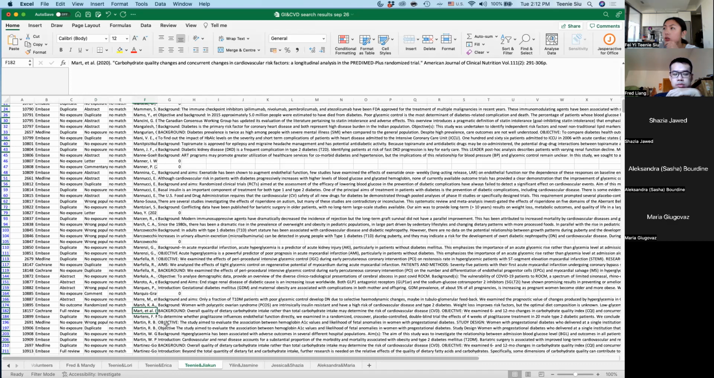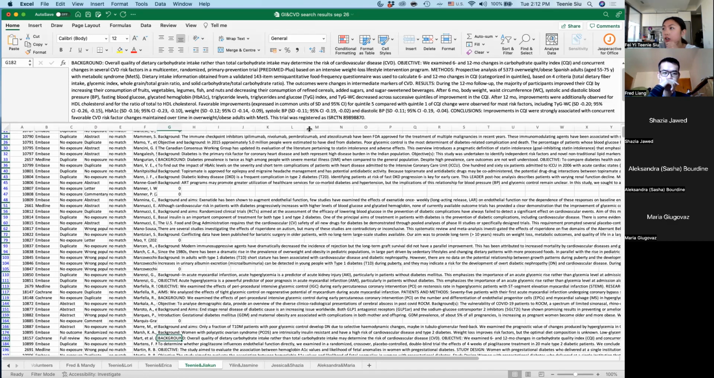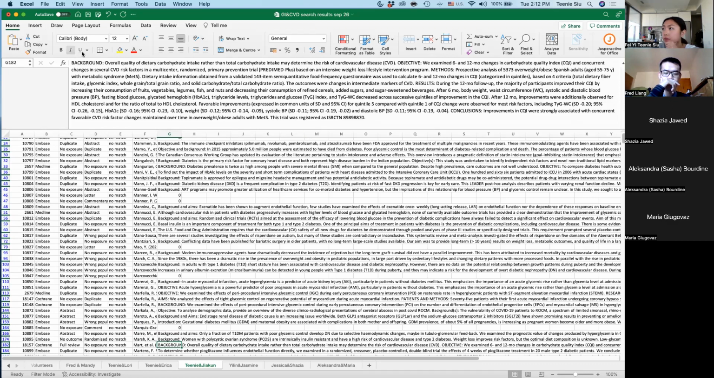So it already says randomized trial, so I'm already thinking this might not be it, this is a randomized controlled trial. Carbohydrate quality changes, that may be an exposure of interest, that might be about glycemic index. So I'm just gonna read it over a bit. It's pretty short, I think. So this one, it is kind of confusing. It says carbohydrate quality index.